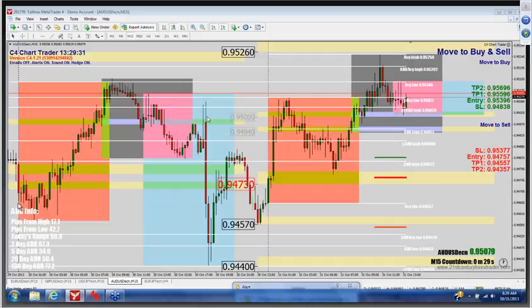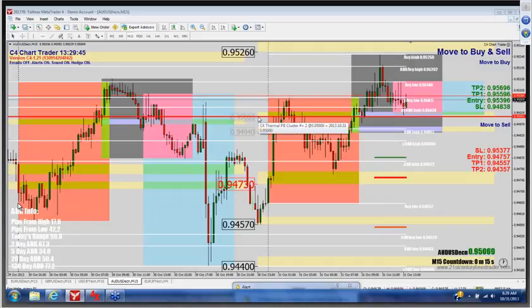So with that said, what are we going to do for a trade? Well, got a couple of ways to go. Let's see. We've got 9,500, which is here. Let's change that back.